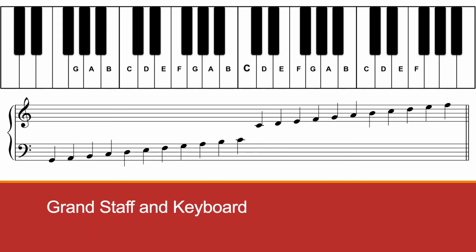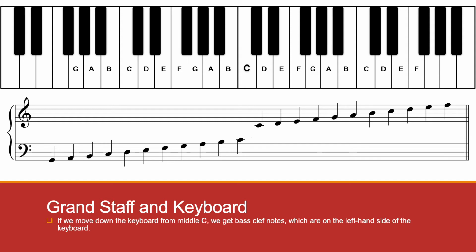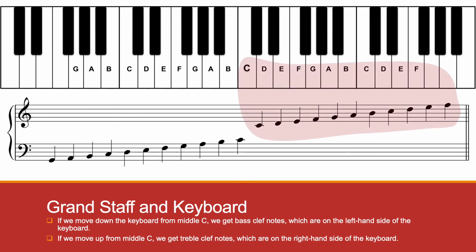The grand staff and keyboard. If we move down the keyboard from middle C, we get bass clef notes, which are on the left-hand side of the keyboard. I'll play these notes descending from middle C. If we move up from middle C, we get treble clef notes, which are on the right-hand side of the keyboard. I'll play these notes ascending from middle C.